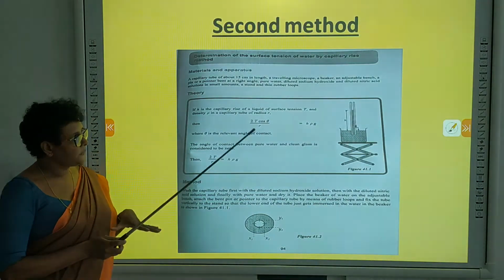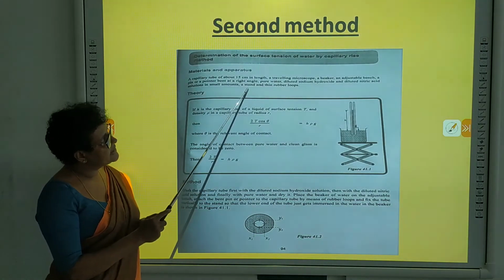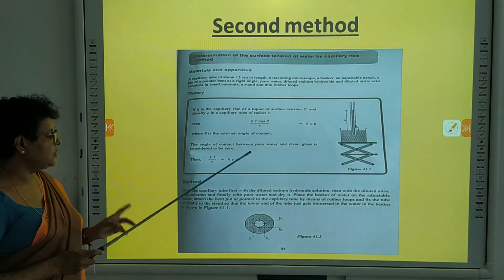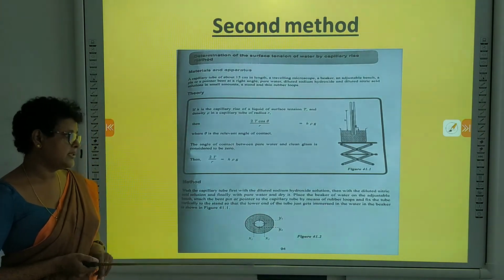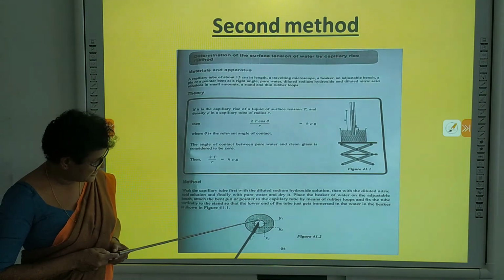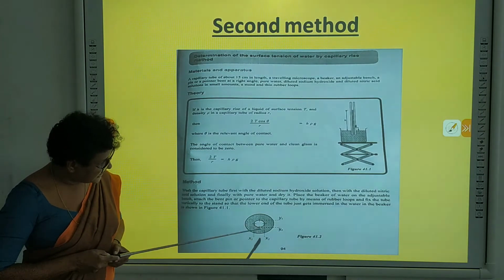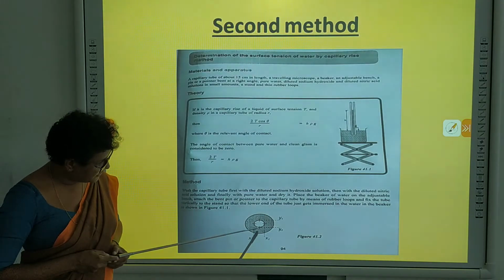Now, first, you have to clean this capillary tube with a base and with acid and water, right? After that, you need to get the diameter of this capillary tube. You have to use the traveling microscope. Of course, you have to focus it here vertically, and here get the difference. That will be the vertical diameter of this capillary tube.